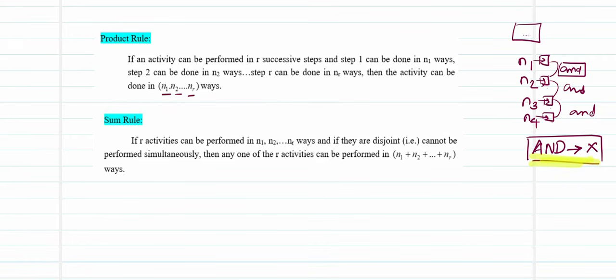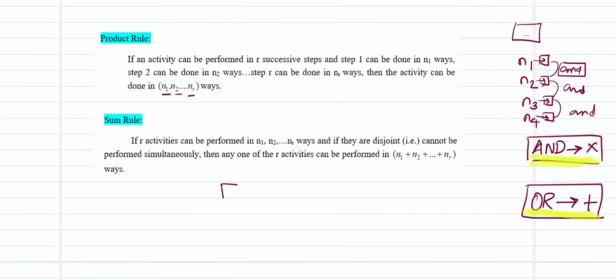And in a similar way, what happens with your OR operator? Your OR operator always goes with a plus sign. So whenever we have the OR operator, you will be adding up the data, and whenever we have the AND operator, we will be multiplying the data. So what about addition of the data? Now that is called the sum rule.